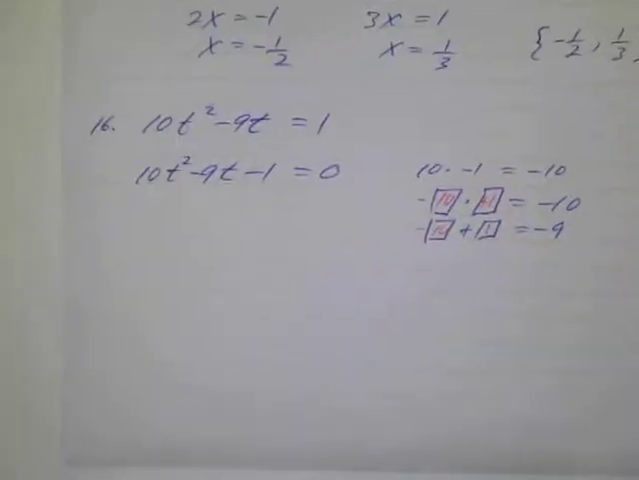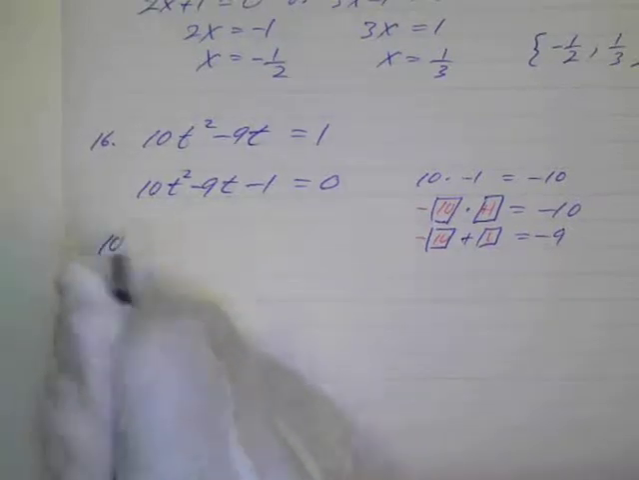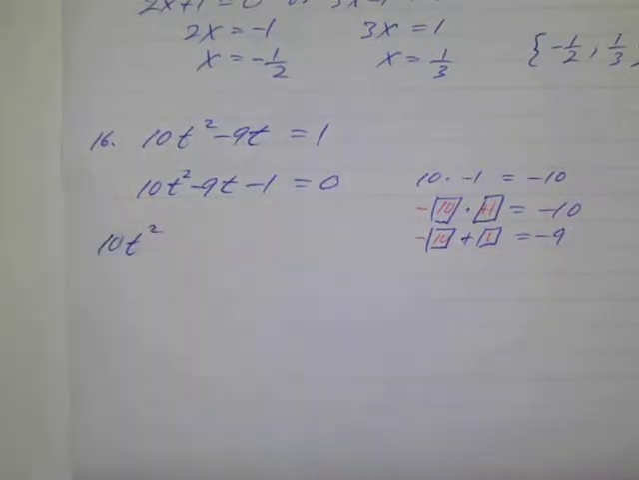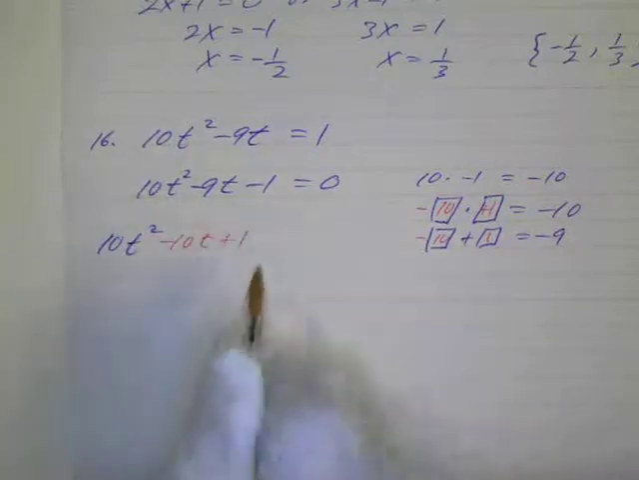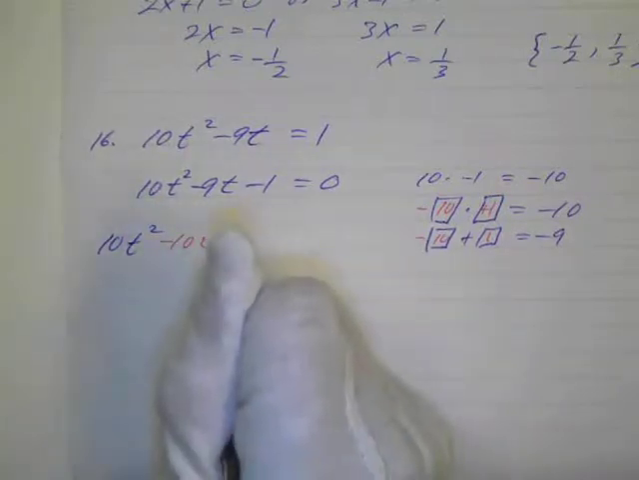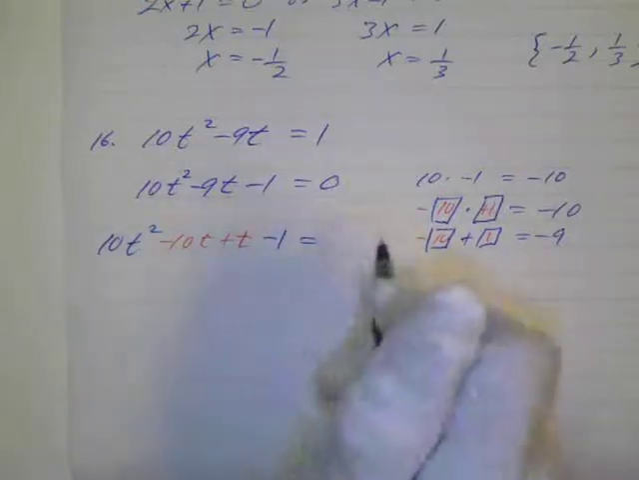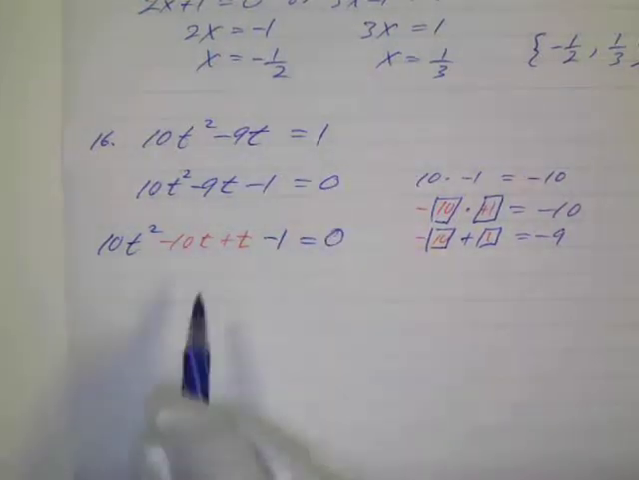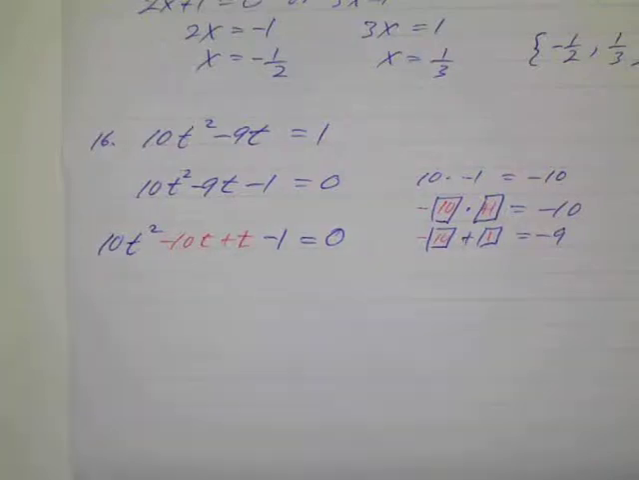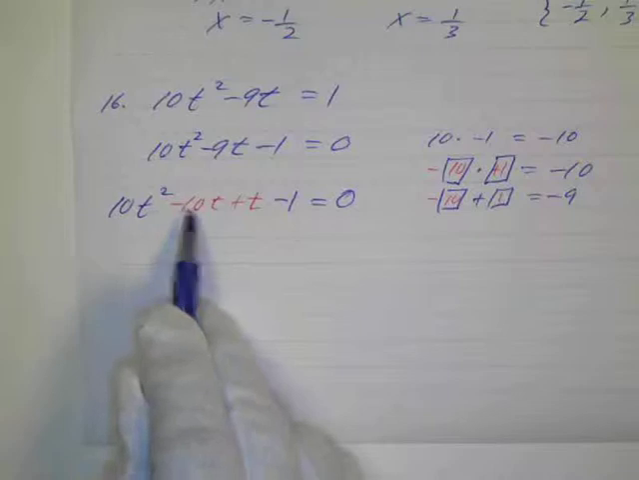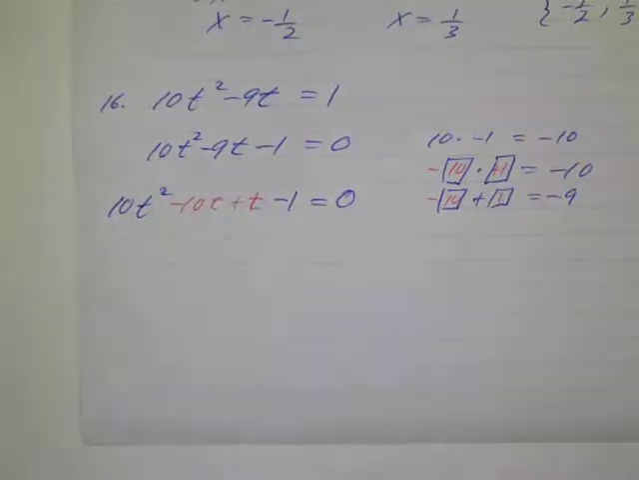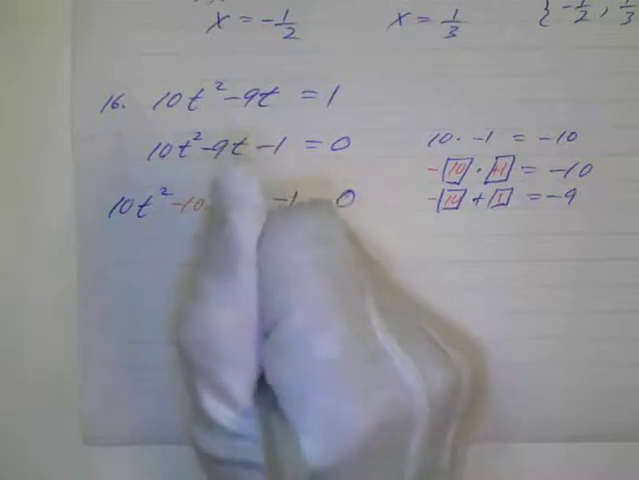So we're going to take this middle term and rewrite it. And instead of writing negative 9, I'm going to write negative 10t plus 1t, excuse me, and then minus 1. Now, it doesn't really matter. You could put the t here and the negative 10t here. It'll work out the same. All right? So that's fine. And then you could double check it. Negative 10t plus 1t is negative 9t. So then we'll do four-term grouping. So we'll factor this right down the middle here.